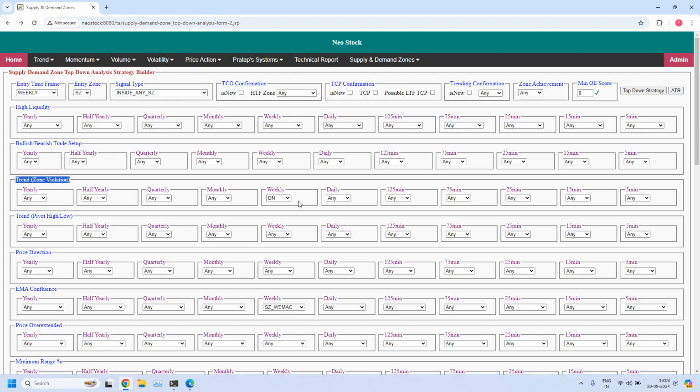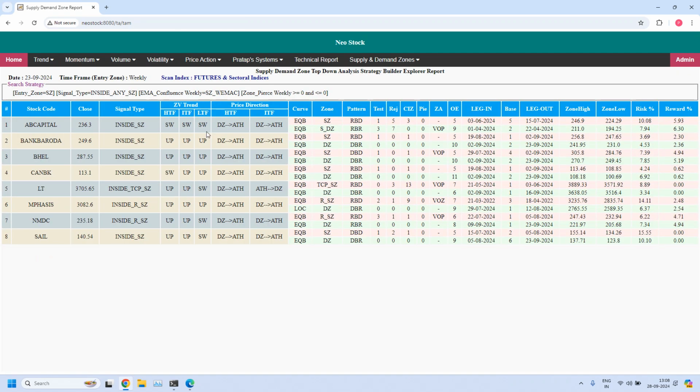Something wrong? Zone violation trend, weekly trend is downtrend. That means none of these stocks are having downtrend. All these stocks, either they are having uptrend or sideways. Downtrend is not there. None of the stocks are having downtrend.